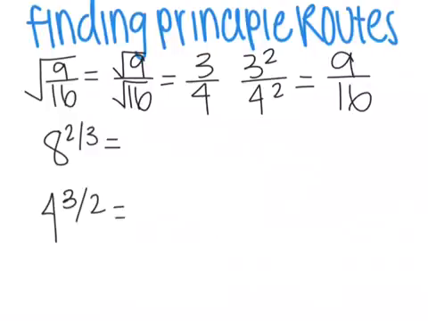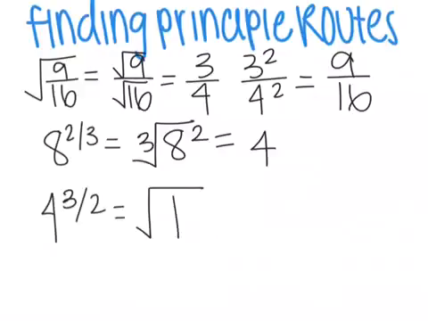8 to the 2/3 is the same thing as the cube root of 8 squared, which is equal to 4. 4 to the 3/2 is the same thing as the square root of 4 cubed, which is equal to 8.